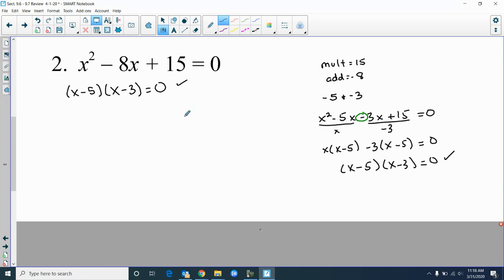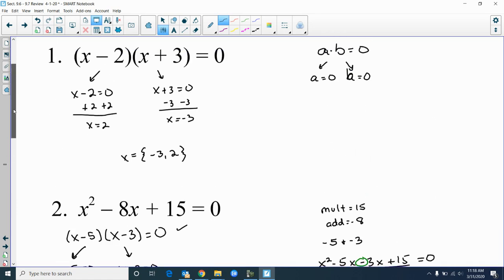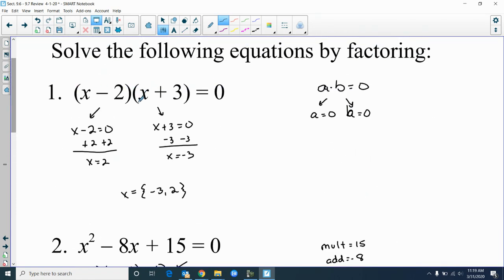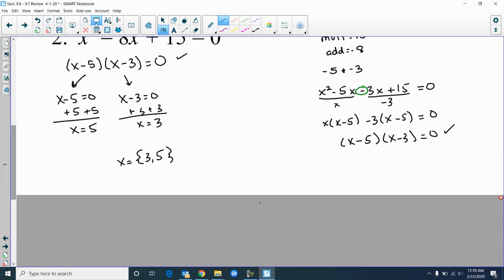Now we're not done, depending on which way you do this. You have to set each factor equal to 0 because I have a product of two things. So x minus 5 equals 0, and x minus 3 equals 0. Add 5. Add 3. And so my two answers are 3 and 5. So that's where you have to factor it. If it's in parentheses, that's good; it saves you a couple steps. If it's not in parentheses, we have to make it in parentheses and then factor it.